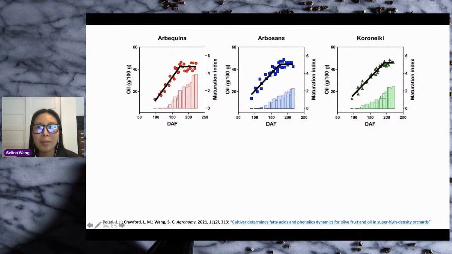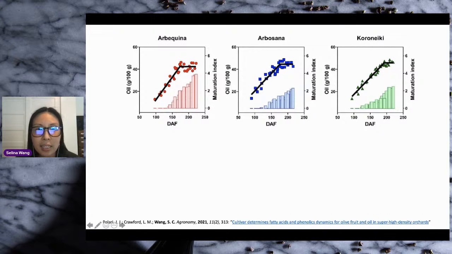So starting with olives. This is an example of the work that we did in my lab in the last 4 or 5 years, basically. We looked at the 3 most common cultivars planted in California. They are Arbequina, Arbosana, and Koroneiki. And the reason why they're most popular in California is because they're good for super high density plantation that can be mechanically pruned and mechanically harvested.